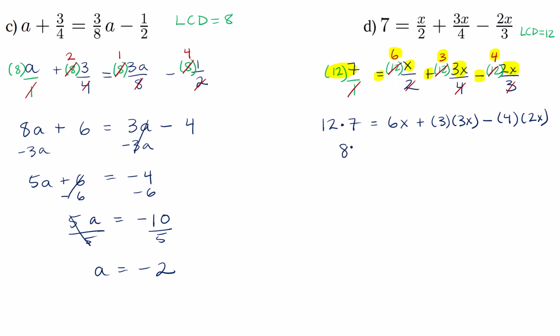12 times 7 is 84 equals 6x. 3 times 3x is 9x. Take away 8x. So at this point, I see we have a bunch of x terms on the right side. So I'm going to go ahead and simplify all of those together. So 6 plus 9 is 15. Take away the 8 is 7x. And finally, divide that 7 out to get 12.